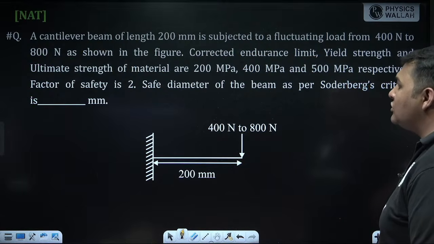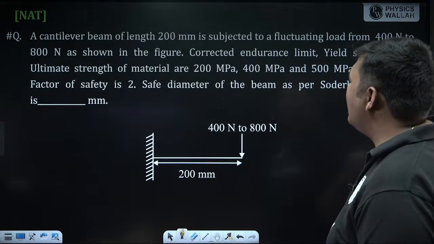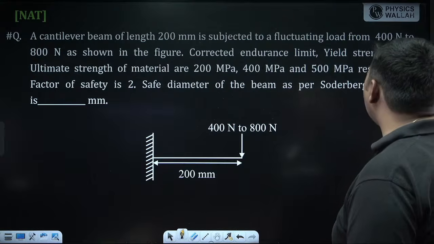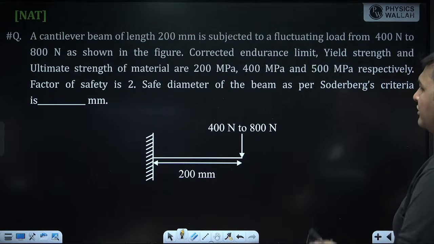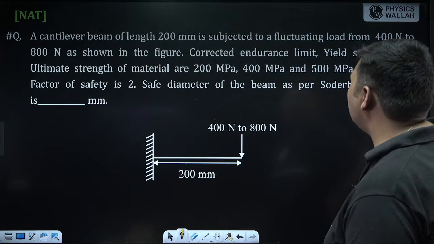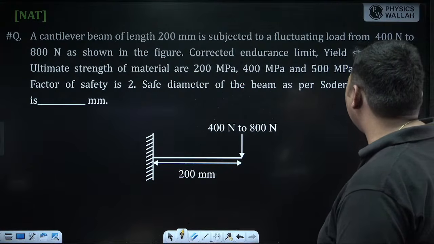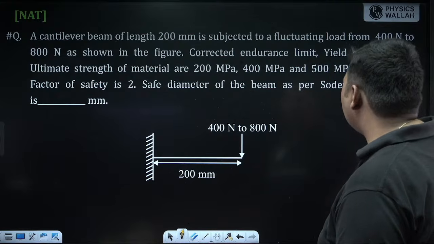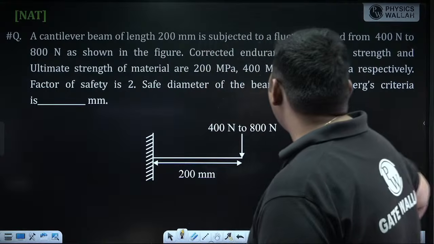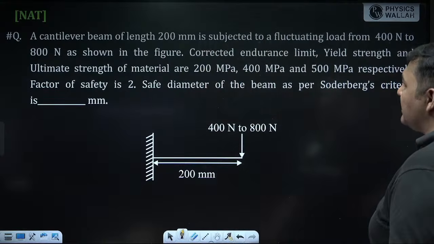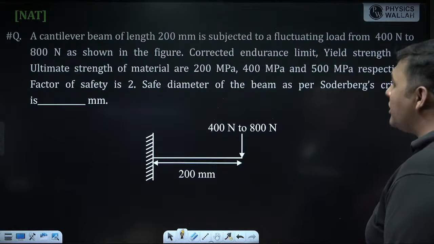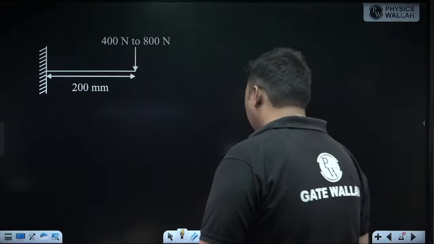A cantilever, this is also a very good question. A cantilever beam of length 200 mm is subjected to a fluctuating transverse load which fluctuates from 400 to 800 Newton. It is shown in the figure. Corrected endurance limit, yield strength and ultimate strength of the material are 200, 400 and 500 megapascal respectively. Factor of safety is 2. Then the examiner is asking what is the safe diameter of the beam, as per Soderberg criteria. Safe diameter means definitely the cross section is circular. So we have to calculate the safe diameter as per Soderberg criteria.